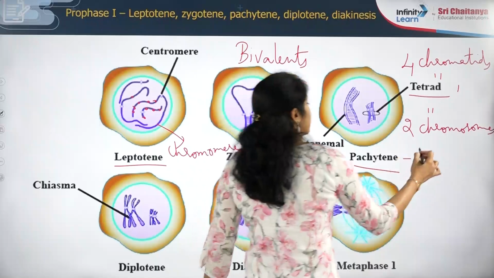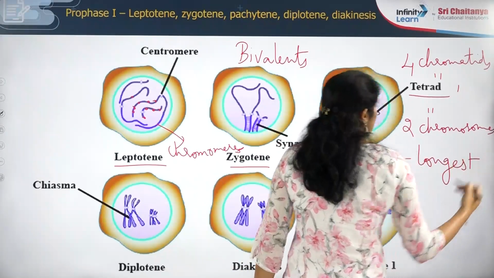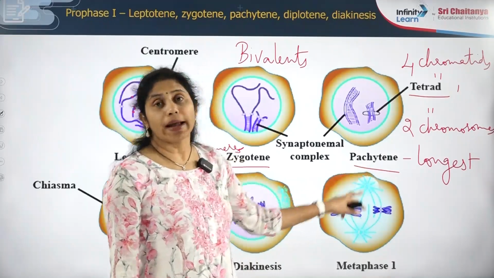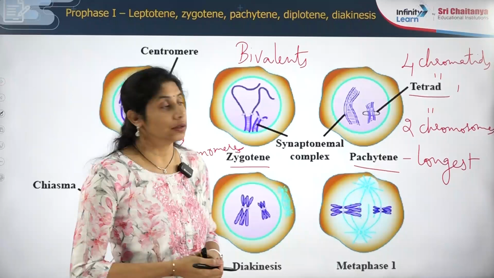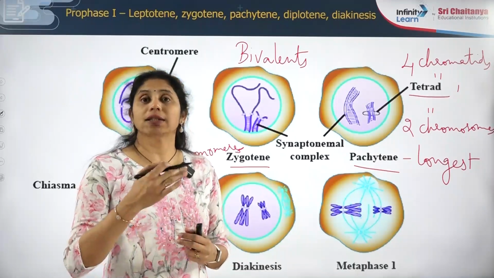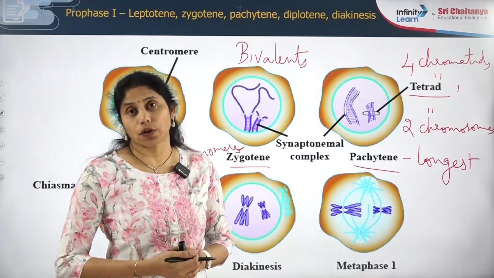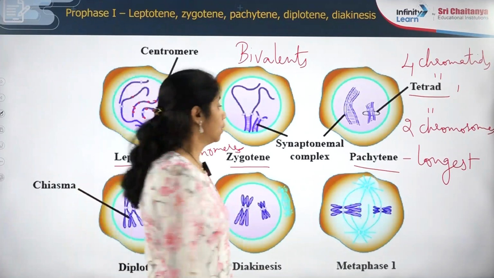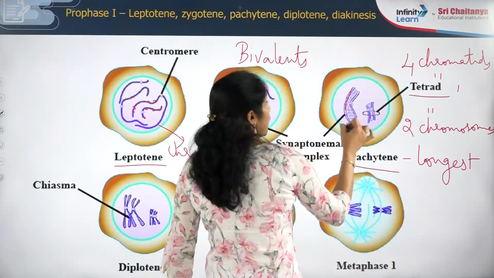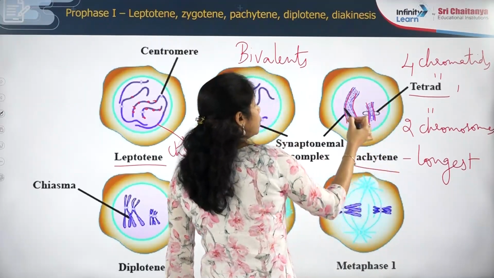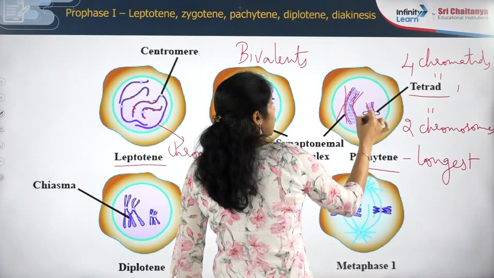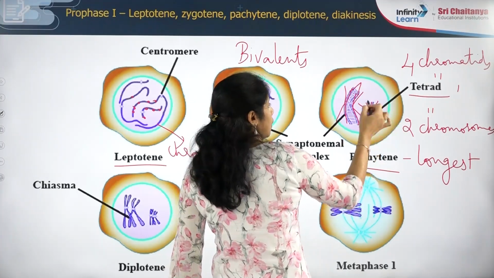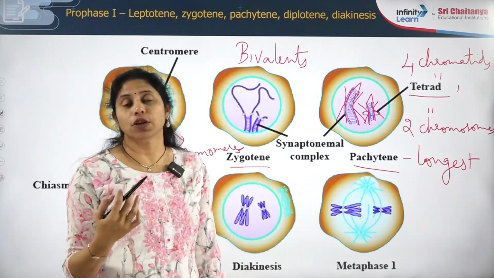And this is the longest phase in prophase 1 because it will take more time here. And in this pachytene, the actual process of crossing over occurs. The crossing over is nothing but the exchange of genetic material between the 2 non-sister chromatids of a bivalent. Bivalent means 2 homologous chromosomes will be there, like this one and this one. Now they exchange their genetic material between the non-sister chromatids, that means these 2 or these 2. They will be exchanging their genetic material.